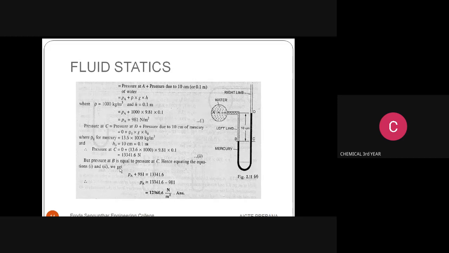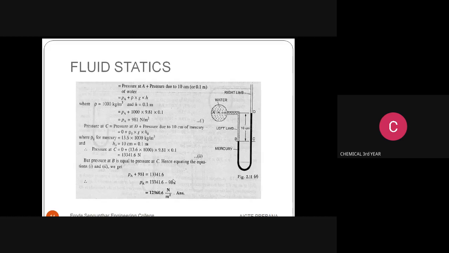Right. But pressure at B is equal to pressure at C. So we need to equate both the equations. You can take pressure at B as equation 1 and pressure at C as equation 2. So PA plus 981 is equal to 13,341.6. So PA is equal to 13,341.6 minus 981, which is nothing but 12,360.6 Newton per meter square.